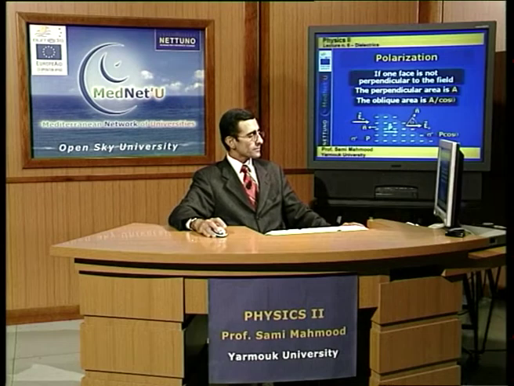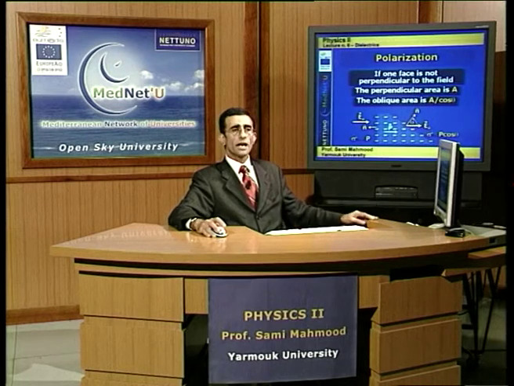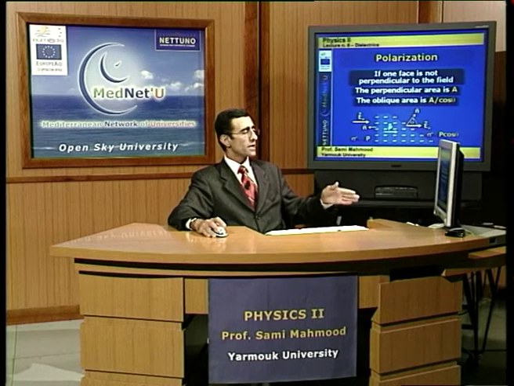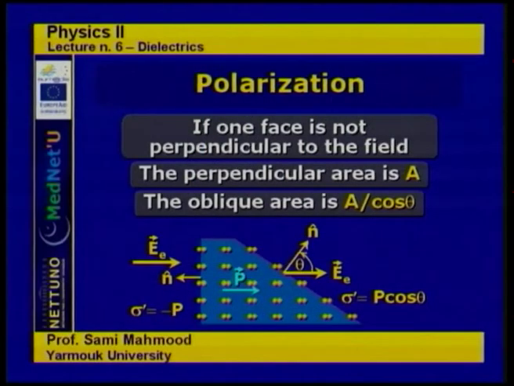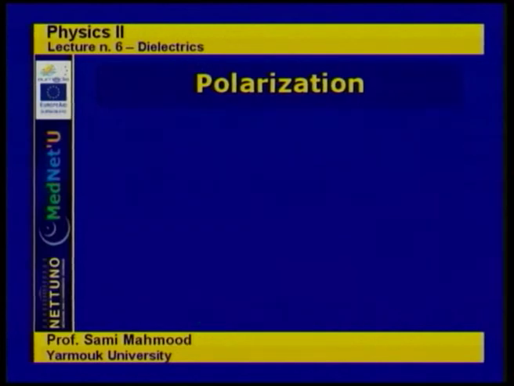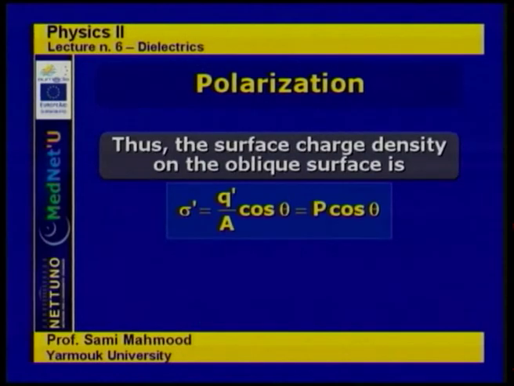In this case, on the left side of the shape, on the perpendicular face, we have sigma equal to minus P, and on the right-hand side, the oblique face is charged with a positive charge, sigma prime equal to P times cosine theta. And this can be viewed by a simple argument: the charge on the oblique face is simply the same charge, Q prime, as on the perpendicular face. It's the same charge, Q prime.